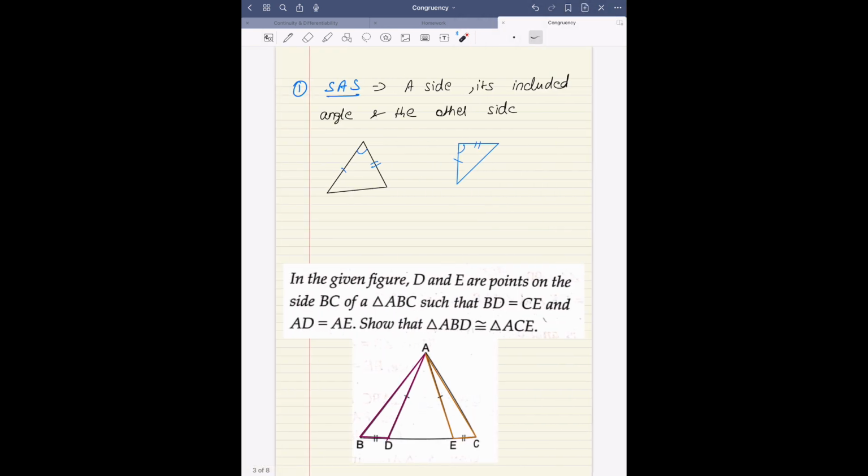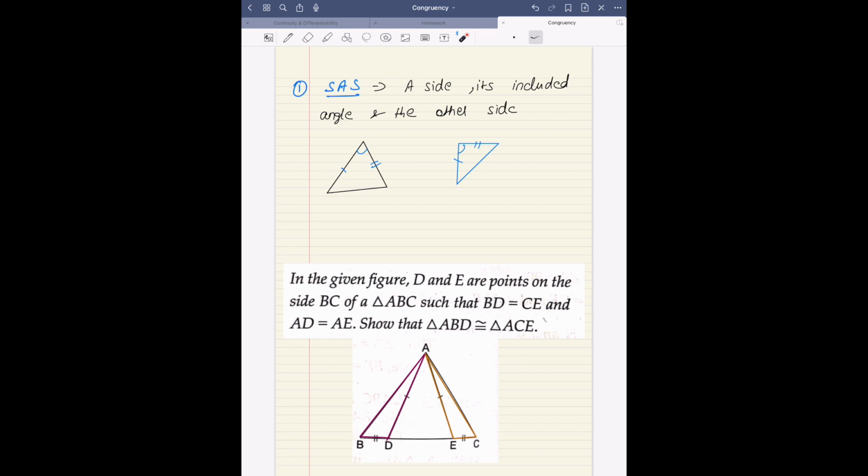So let's see. Now, look at this triangle and this triangle. We already know that this side and this side are equal. In short, one side and one side are equal. We just need to show that this angle and this angle are equal. If we show that, then by SAS, we will prove that these two triangles are congruent.